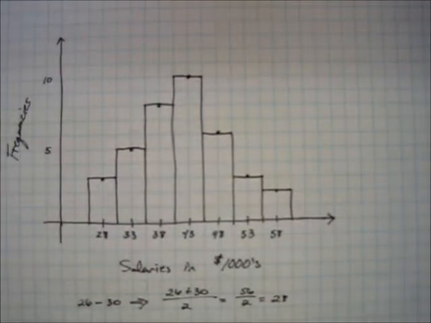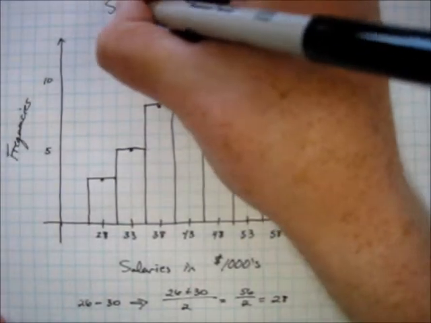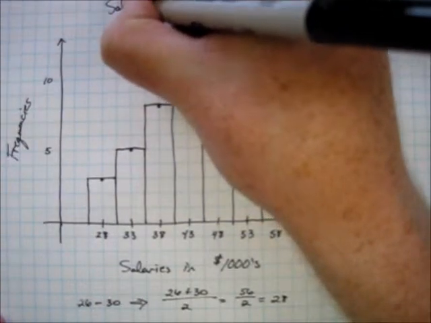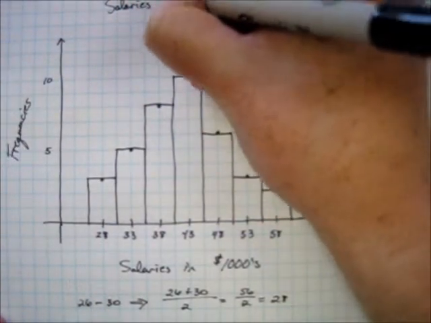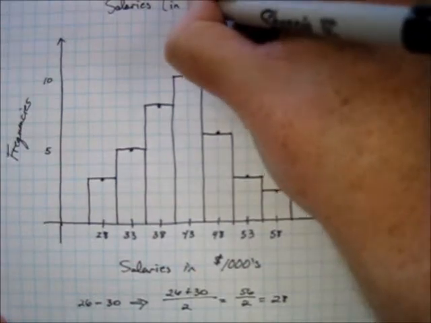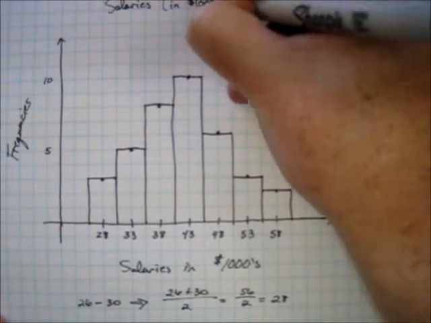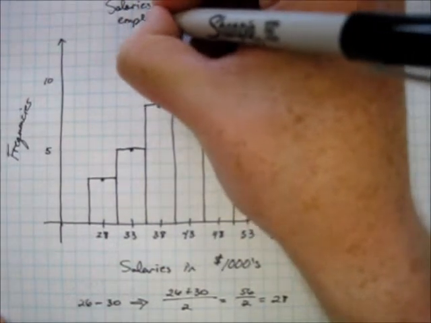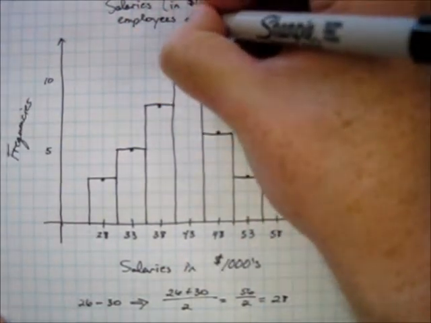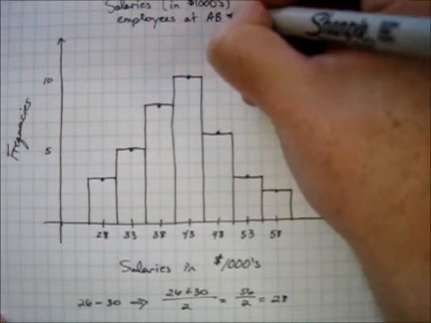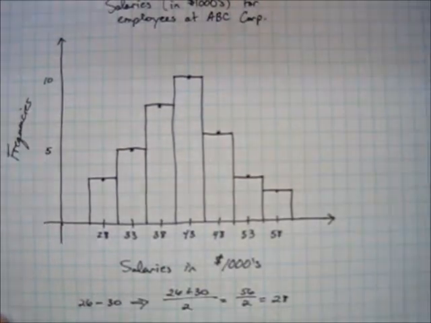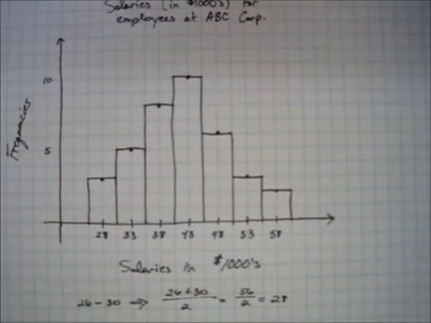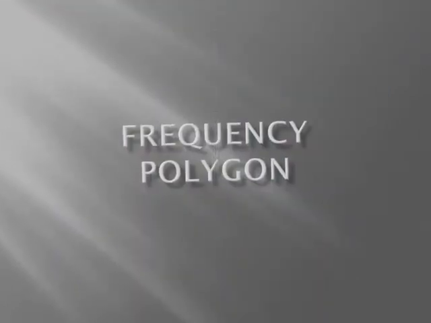Now the one thing that this graph is missing is a title, because somebody who looks at this would have no idea what's going on. So you put a title at the top, something along the lines of salaries in $1,000 for employees at ABC Corporation. And that would be the example of the histogram.